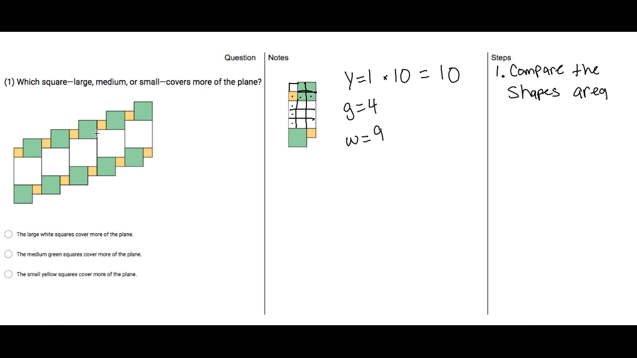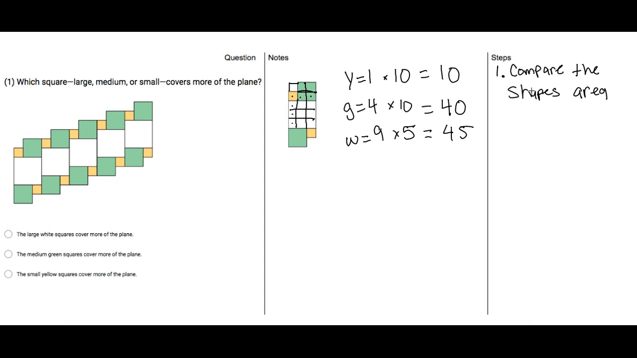Then the green here, we're going to count those up. 1, 2, 3, 4, 5, 6, 7, 8, 9, 10. So again, we're going to say that there's 10 green squares, and since each green square is 4 yellow squares, we're going to do 4 times 10, which has an area of 40. Then for the white, we have 1, 2, 3, 4, 5, so we're going to multiply that by 5 here. 9 times 5 is 45, so the white squares take up 45 units of space.